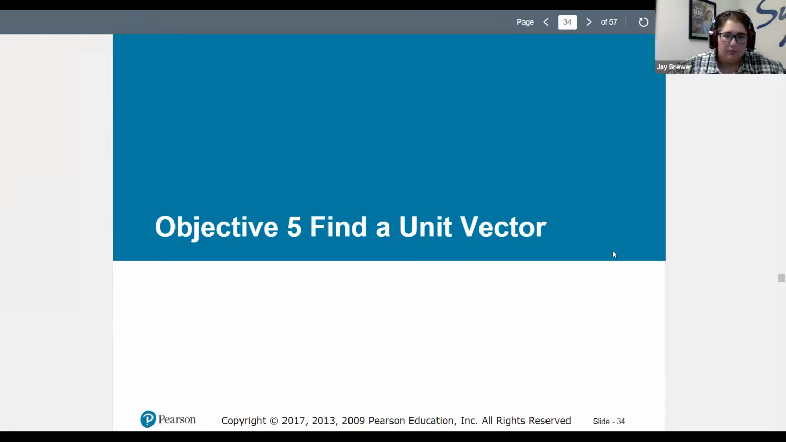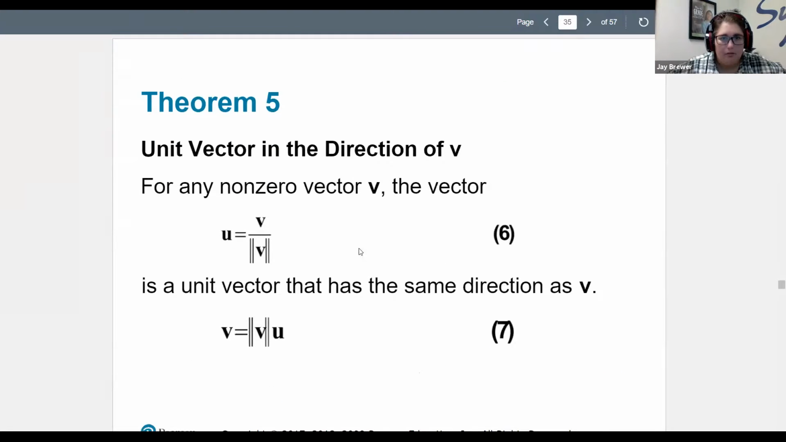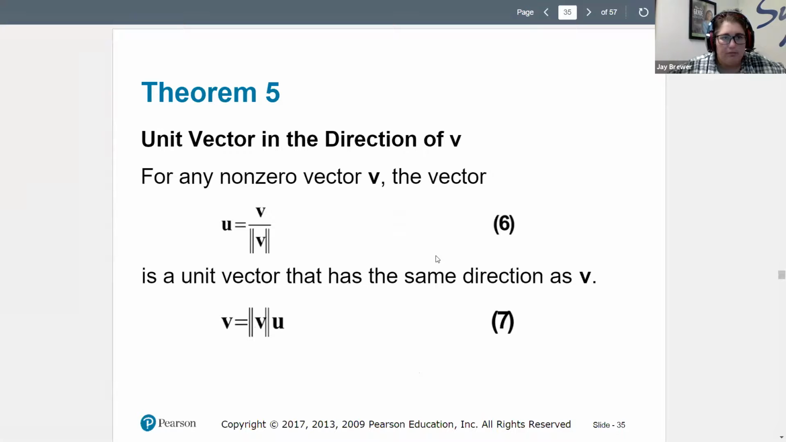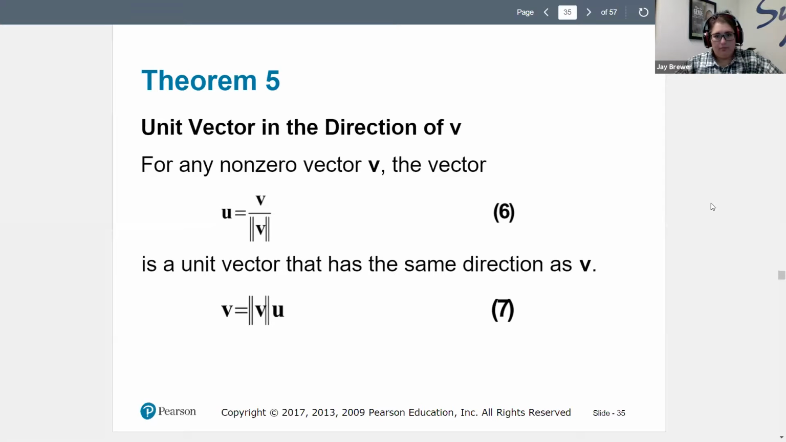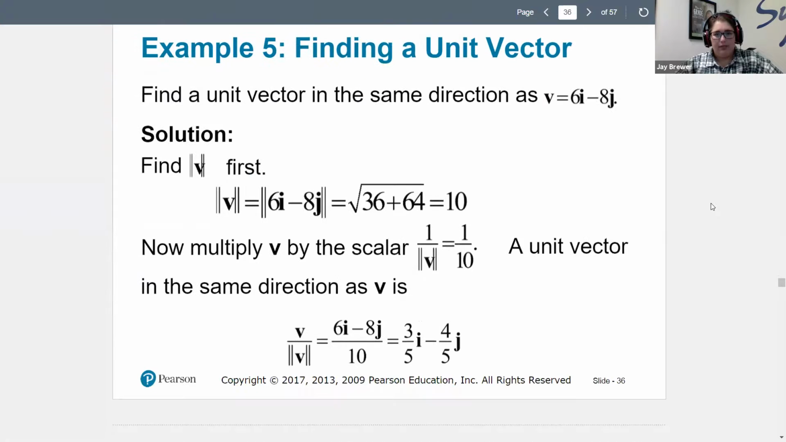Finding a unit vector. Okay. Unit vector in the direction of v. For any non-zero vector v, the vector u is equal to v divided by the magnitude of v. It is a unit vector that has the same direction as v. Okay. And then if you also rearrange it, you get equation 7.